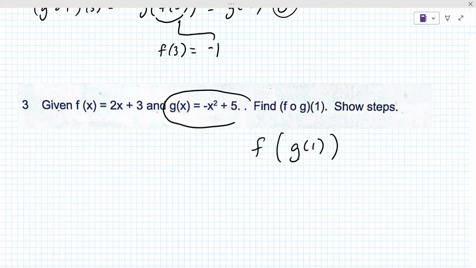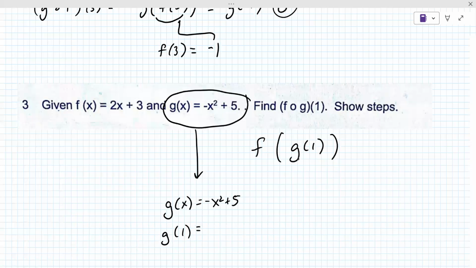So notice you're given a function for G this time. G of 1 means to put 1 in wherever you see an X. Now it's only the X that you're substituting in for. So think of the X as being in parentheses: (-1) squared plus 5.